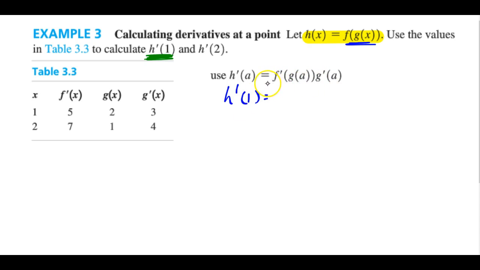Take the derivative of the outside. I'll just write it out for you. Write down the inside times the derivative of the inside. So I'm just going to let a be 1. That's what they tell me to do first and foremost.